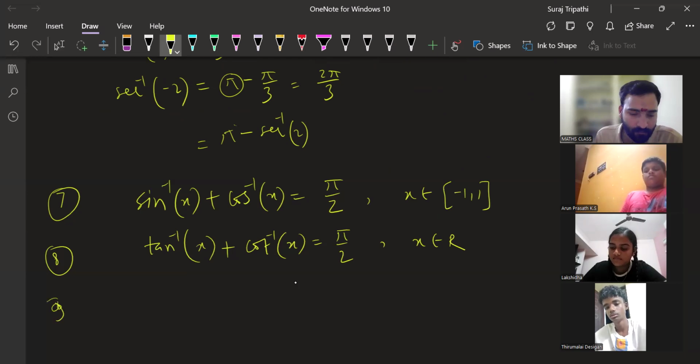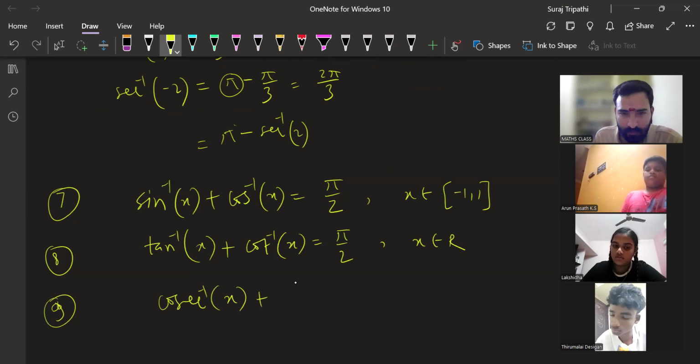9. Cosec inverse x plus cot inverse x is also equal to pi by 2.